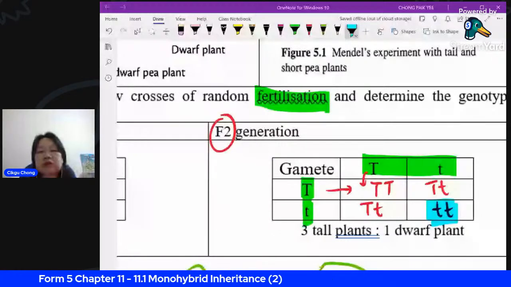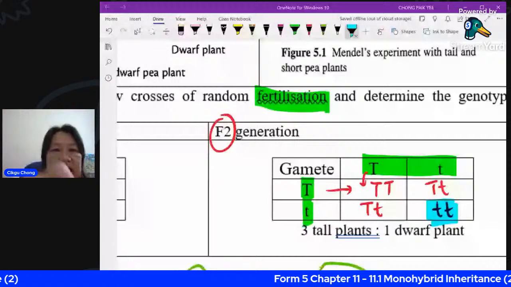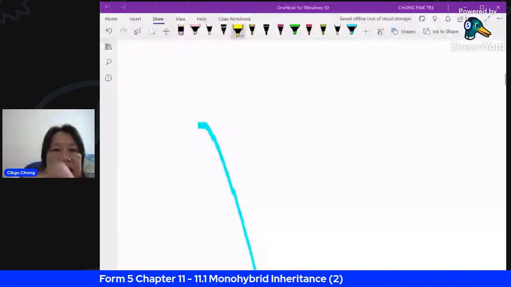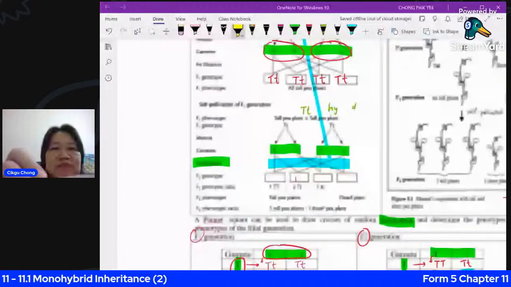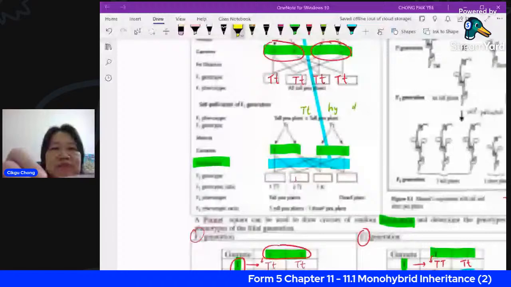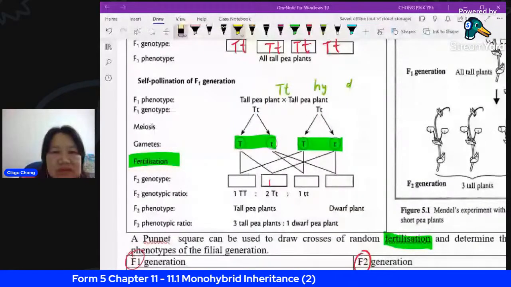So Punnett Square is simply a method to represent all these lines. Oh, sorry, what happened? Sorry, it's just to represent all these lines only. It just flew away. Here, it's just to represent these lines. This is represented by Punnett Square.